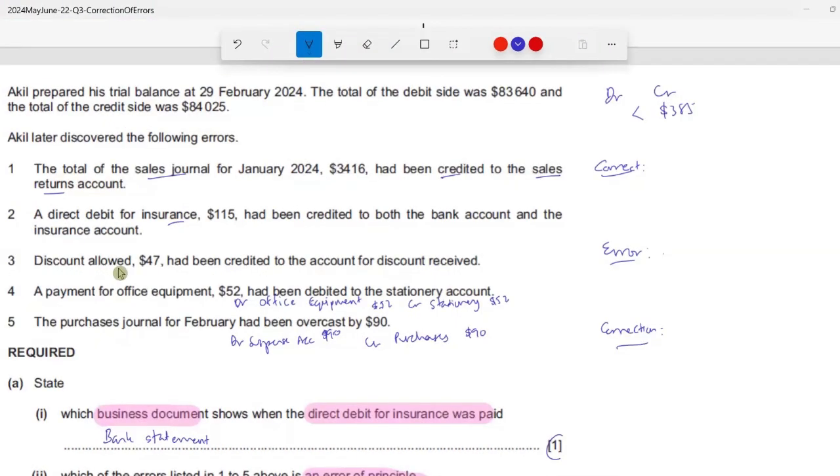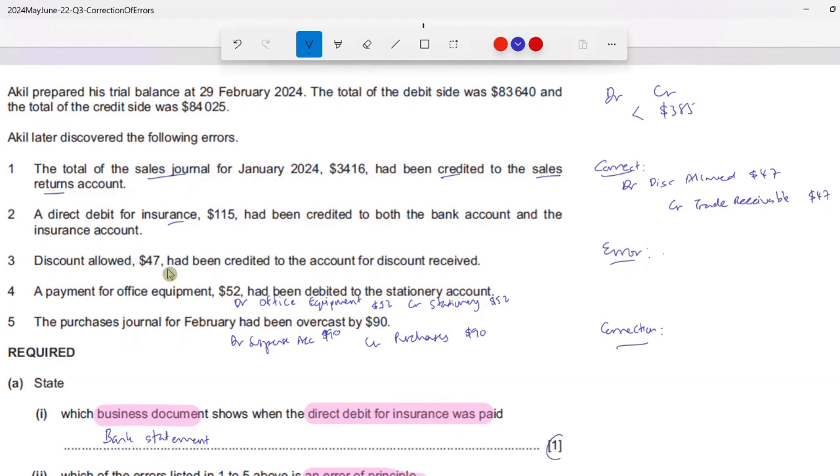130. 3. Discount allowed of $47 had been credited to the account for discount received. If there is no error when a discount is allowed, we will debit discount allowed, right? The company or the business will give discount to whom? To accounts receivable. So we'll credit accounts receivable or trade receivable. The term commonly used in IGCSE is trade receivable, right? When trade receivable pay to Akil, this business that we're recording, Akil give trade receivable discount. So credit trade receivable to reduce the amount outstanding from trade receivable, debit discount allowed as the expense.